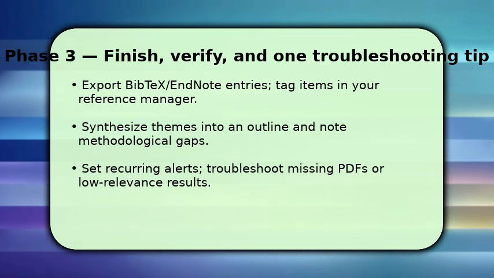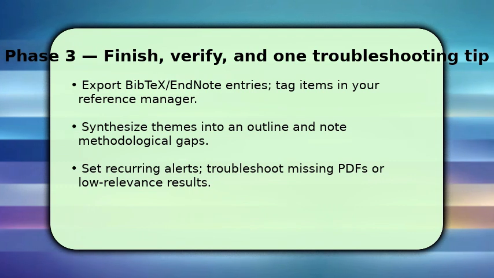If you hit problems, no PDFs or irrelevant results, adjust keywords, check institutional access, try different year ranges, or use all versions to find full text. This usually resolves missing material issues quickly.